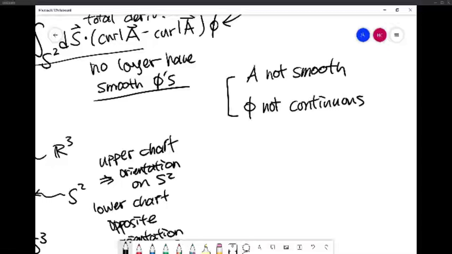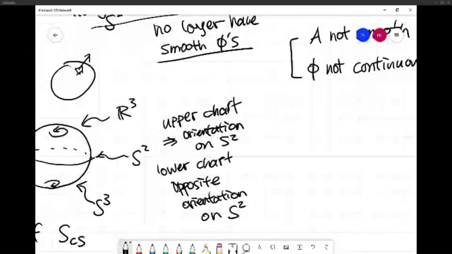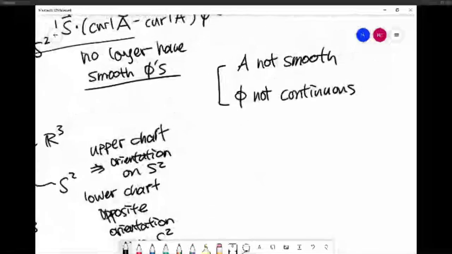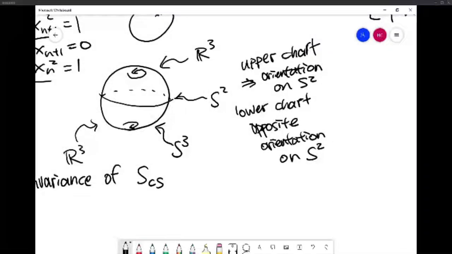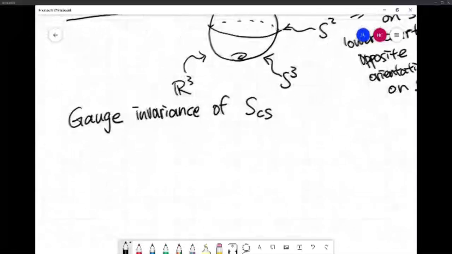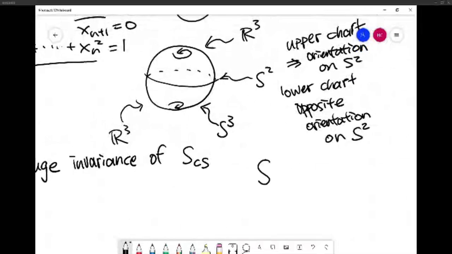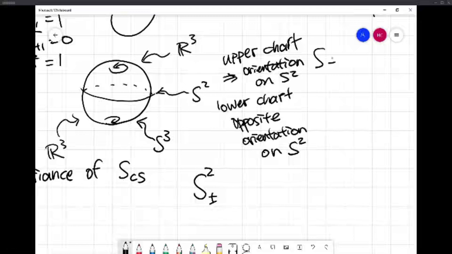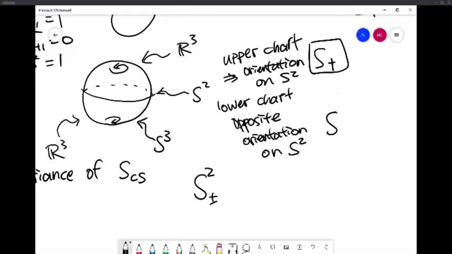And where do you get that singularity? Under a differential sign? And that's when it's discontinuous, right? Oh, well, that's not necessary. But you'll see that for gauge invariance, that becomes necessary. So, okay, I'm going to write S2 plus and S2 minus for the upper and lower orientations.